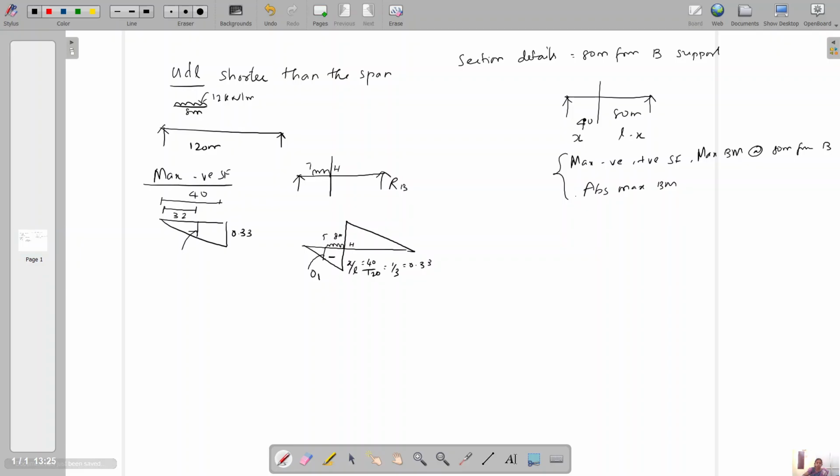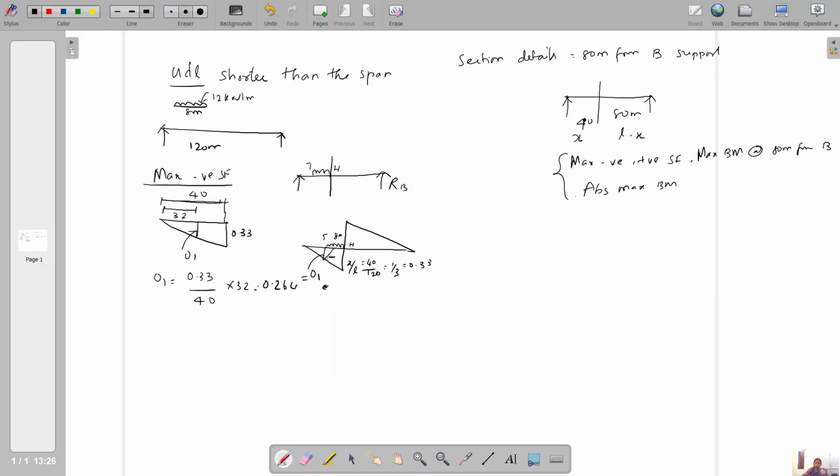How to calculate this ordinate O1? 0.33 is the ordinate for 40 meter distance. What is the ordinate for 32 distance? So O1 equals 0.33 into 32 by 40, which is 0.264. So this O1 value is 0.264.